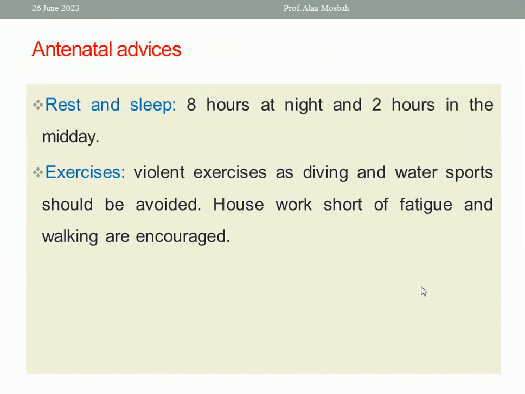Okay, what about rest and sleep? 8 hours at night and 2 hours in the midday is quite enough. What about exercise during pregnancy? Should you encourage exercise or stop it? Violent exercise such as diving and water sports should be avoided. Housework short of fatigue, and walking are encouraged. So you can encourage her to do walking, but violent exercise is not allowed.